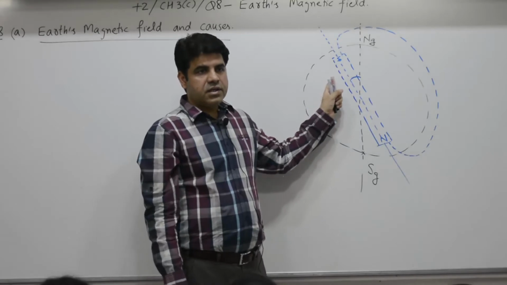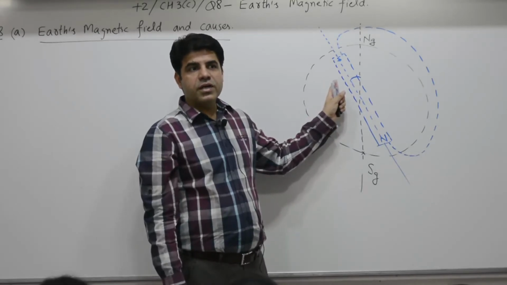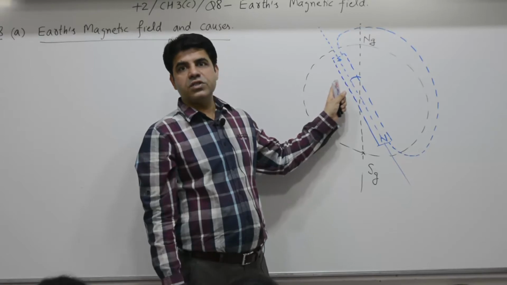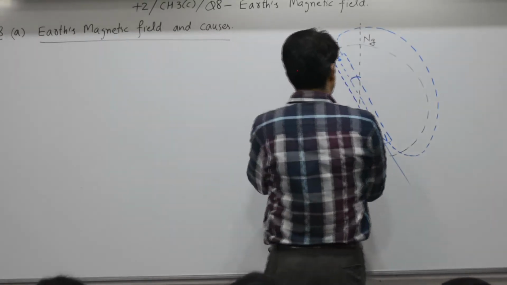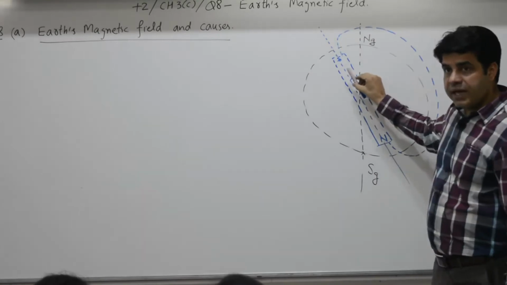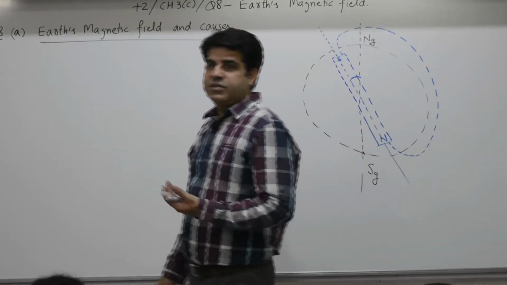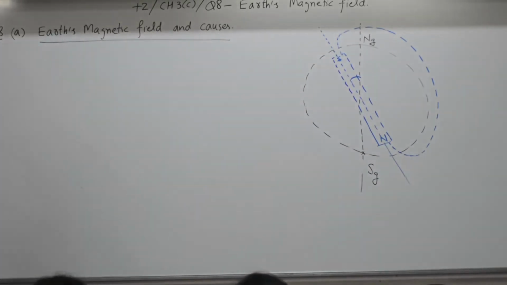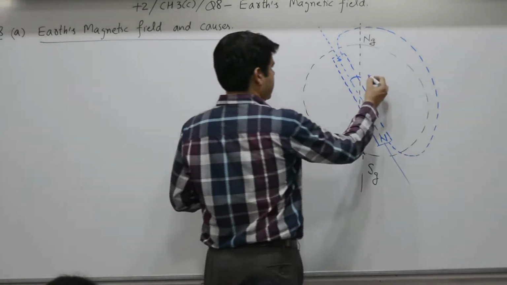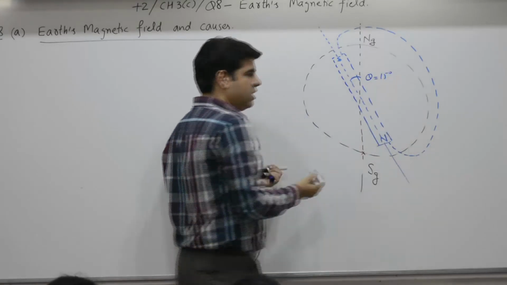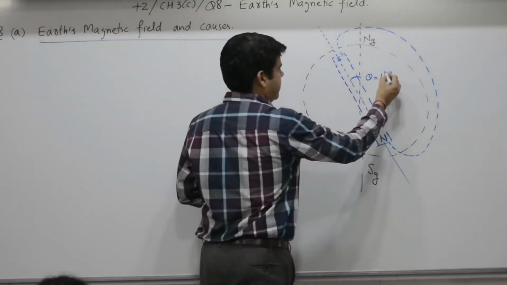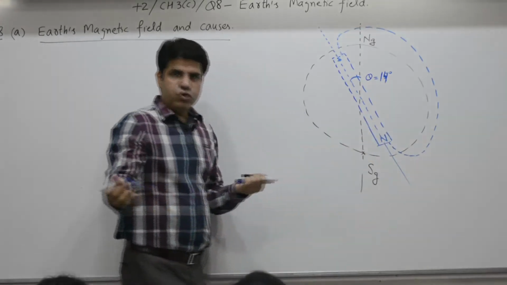Reason is, this value keeps on changing, and after thousands of years, this angle theta, this Earth will behave as if this magnet is rotated by 180 degree. Angle changes with time. At present, you can say theta is approximately equal to 14 degree. If a book writes 15 acceptable, 16 acceptable, 12 acceptable, here it is 14 degree. In the notes given value is 14 degree.